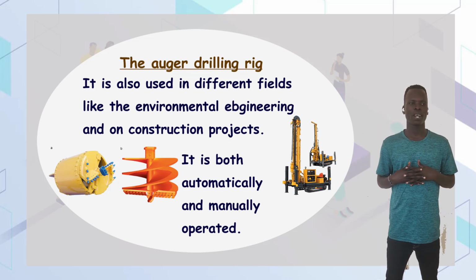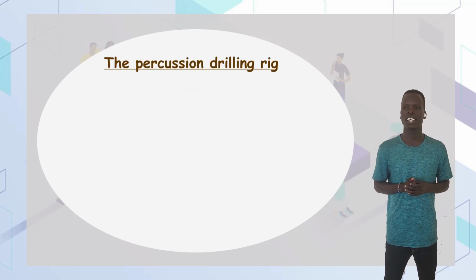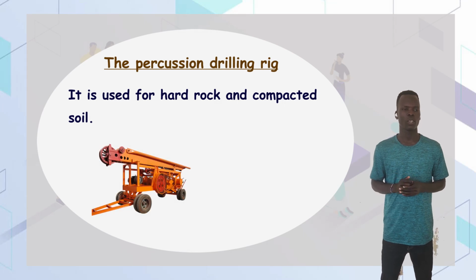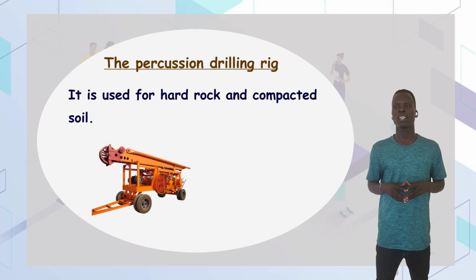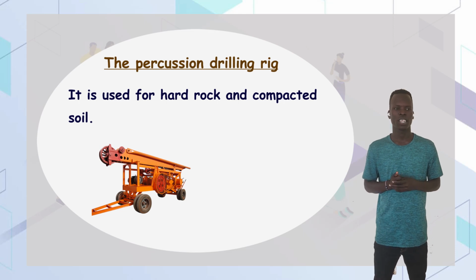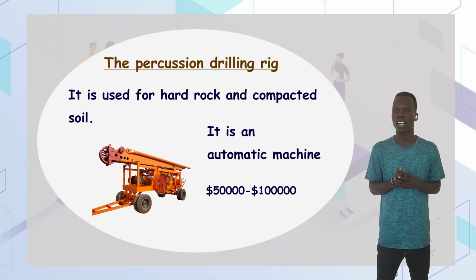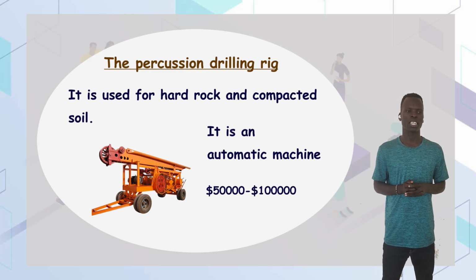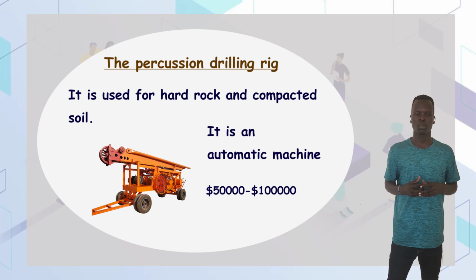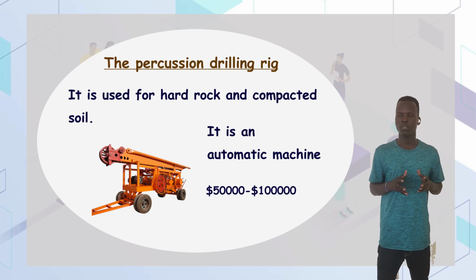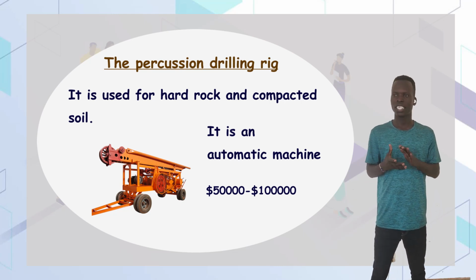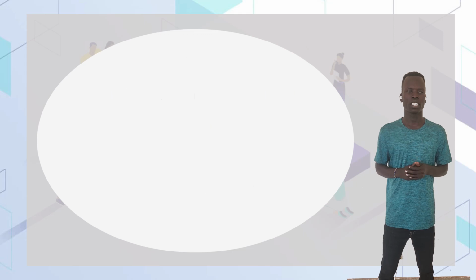The next one is the percussion drilling rig. This is a technique which is primarily used for drilling through hard rock and compacted soil. This method utilizes percussive action to break the soil material. It is an automatic machine that uses modern techniques for extracting material from the soil. Its price ranges from $50,000 to $100,000.